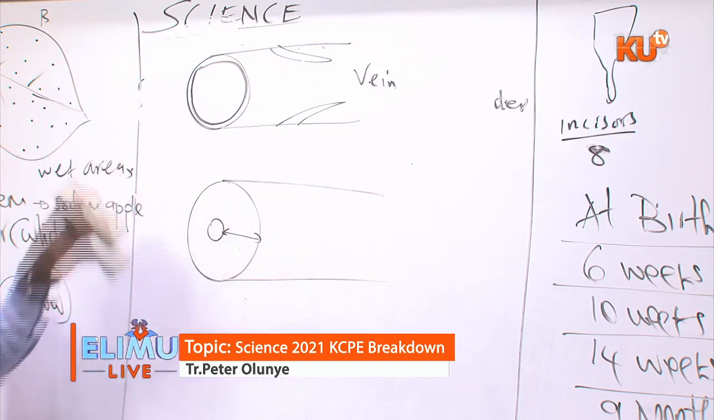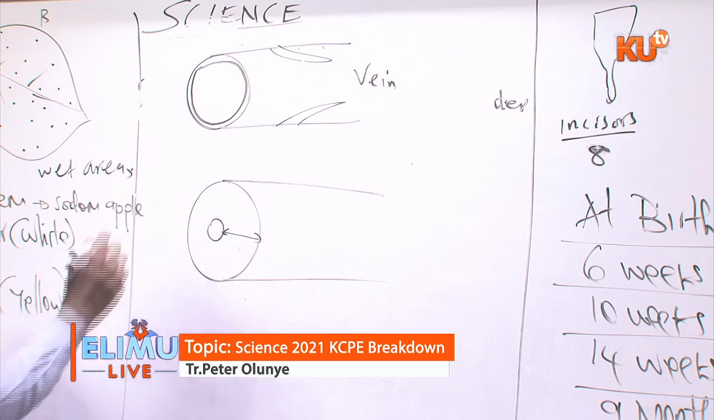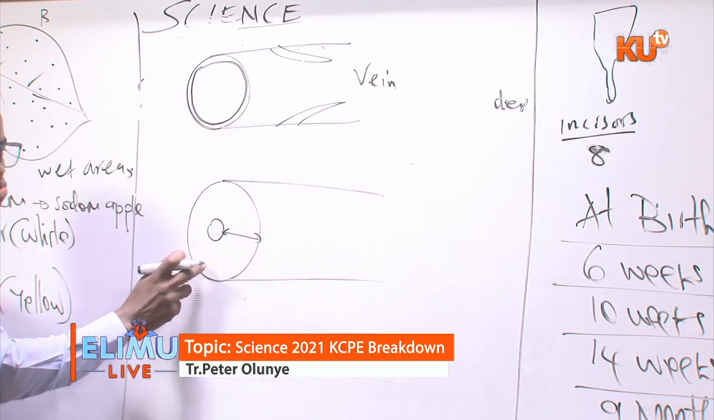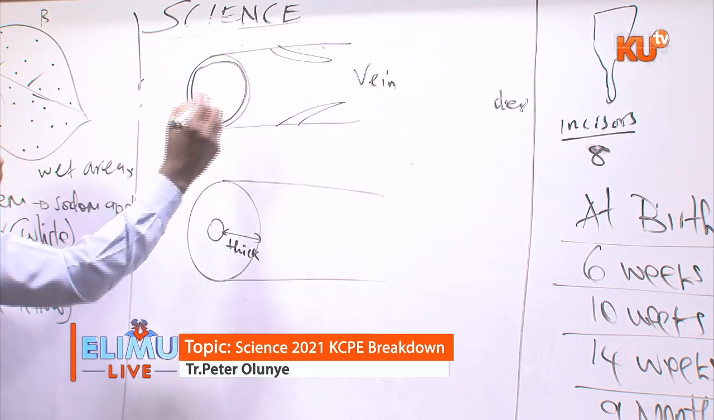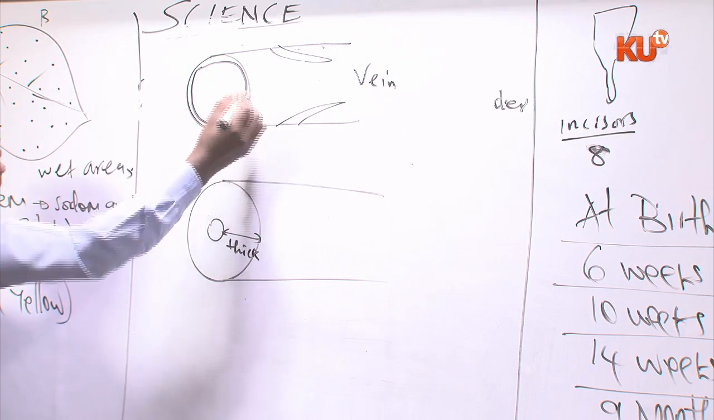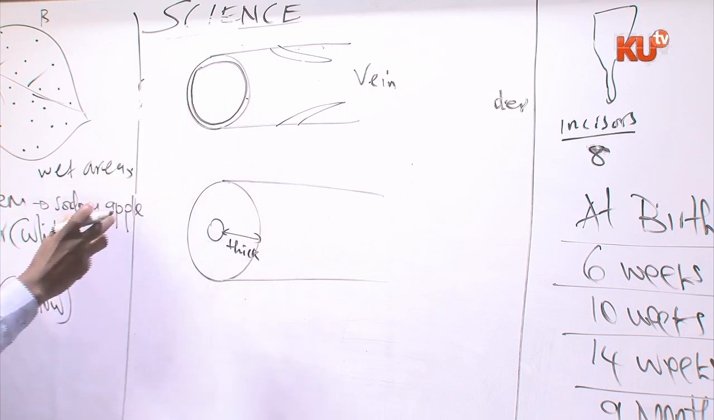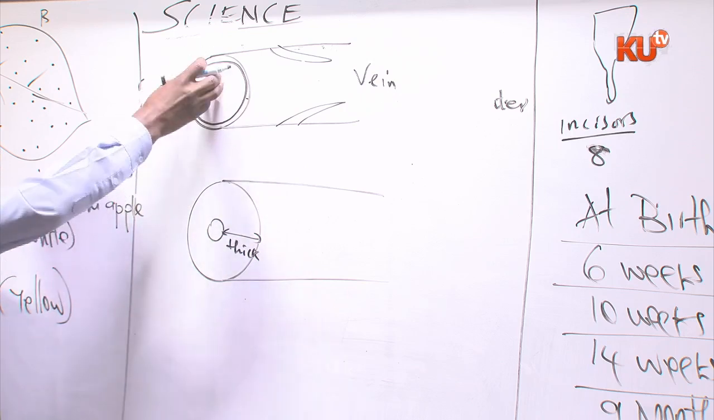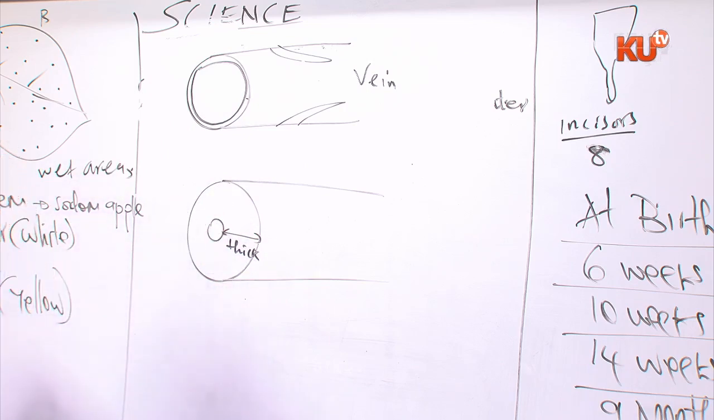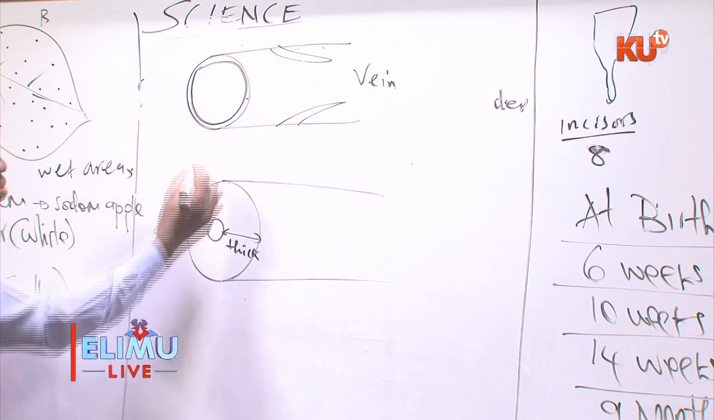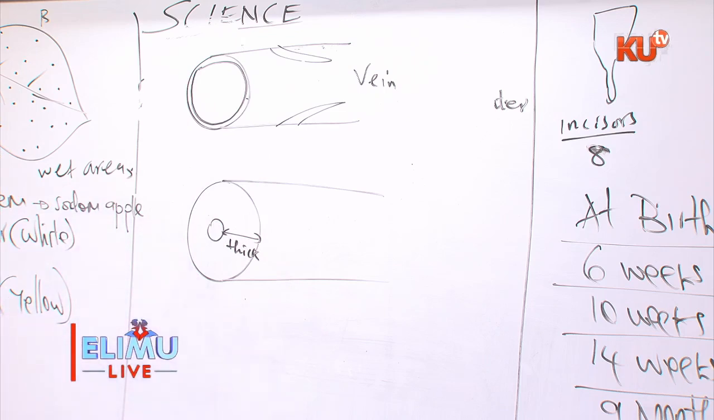So these are the two drawings. We have the veins and we have the arteries. So the arteries have thick walls, while the veins have thin walls. You can also talk about the lumen. You find that these ones have a wider lumen, while these ones have the thin lumen. So this hole here is the lumen. This one is the wider one that is there, boys and girls.